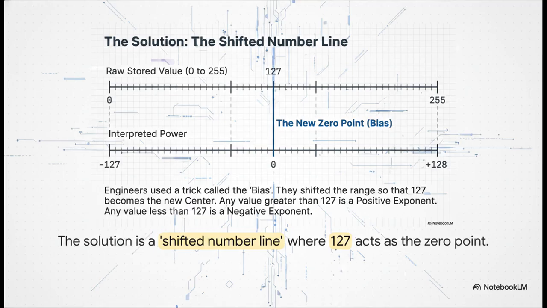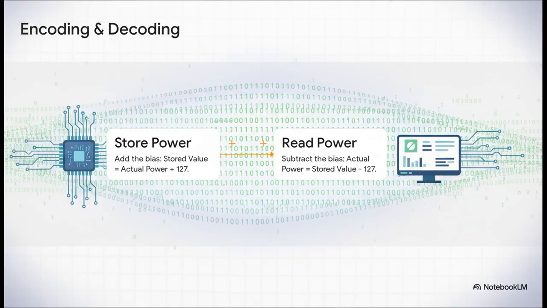They basically decided that the stored value of 127 would represent an actual power of 0. So 127 became the new center of the universe. Anything stored above it is a positive power, and anything below it is a negative one. And the process is just beautifully simple. To store a power, you just add 127.